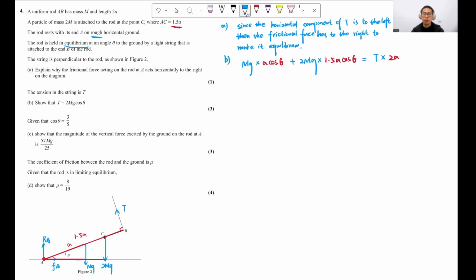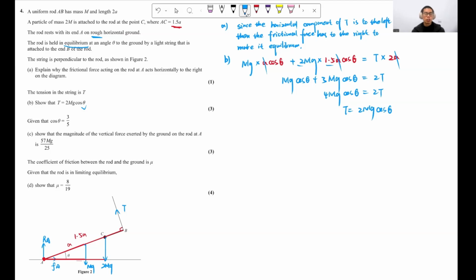So we can divide by a for both sides. And then that would be mg cos theta plus 2 times 1.53. That would be 3 mg cos theta. And that's equal to 2t. And then add them, that would be 4 mg cos theta is equal to 2t. So therefore, tension is just equal to 2 mg cos theta. And that's what we want to show here.